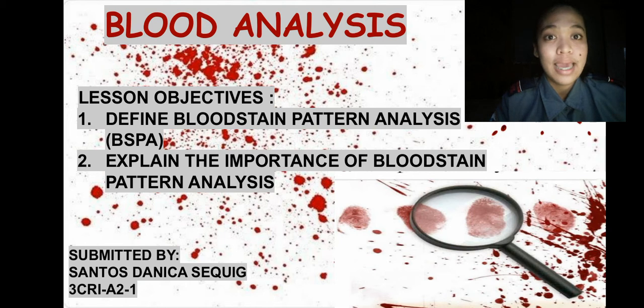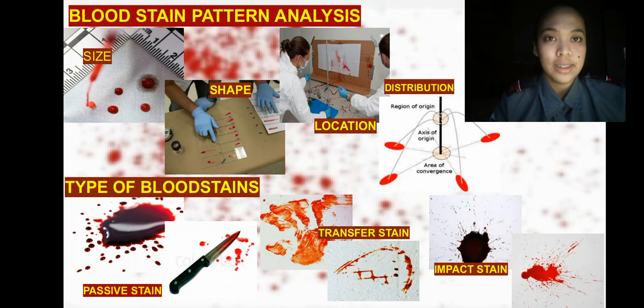First is the lesson objective, which is to define blood stain pattern analysis, or the BSPA, and to explain the importance of blood stain pattern analysis. I am Danica Santos from section 3A2-1. So let's start with blood stain pattern analysis.